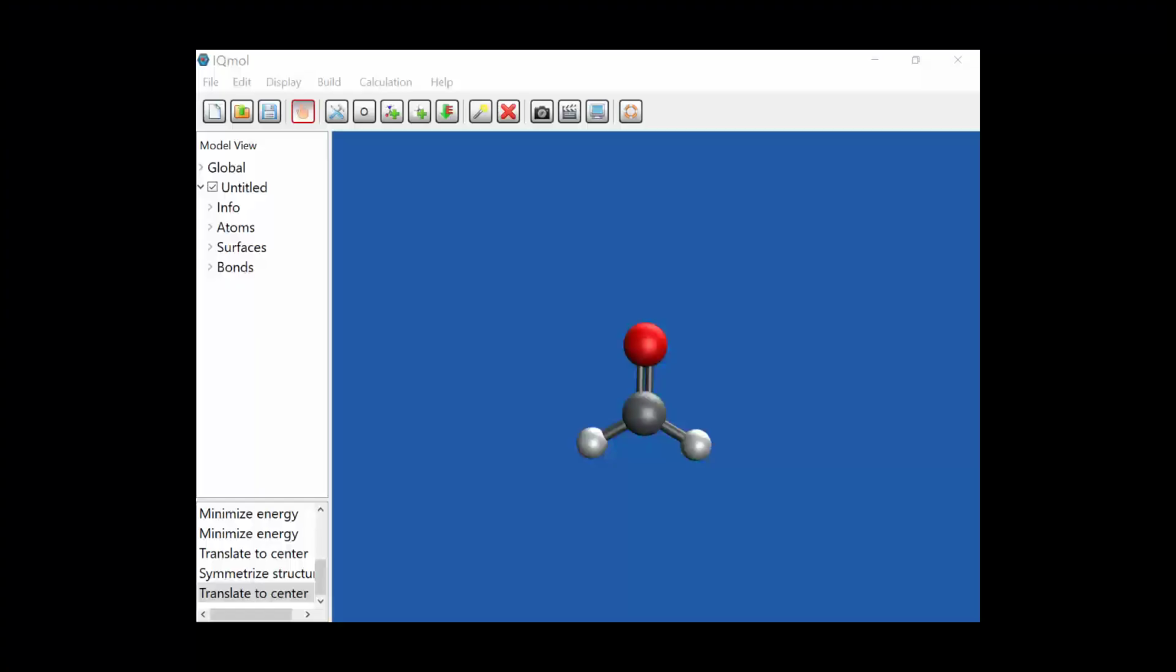When optimizing the structure or minimizing the energy, IQmol relies on a force field. The force field is basically a set of classical parameters where atoms are treated like masses and bonds are treated as springs. So the force field is just a collection of parameters that define how those are connected to each other. By default, IQmol uses UFF, which is a universal force field.